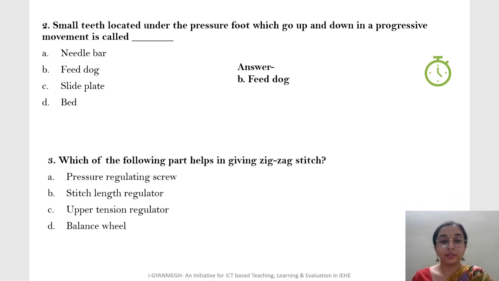The third question is, which of the following parts helps in giving zigzag stitches? The first one is pressure regulating screw, stitch length regulator, upper tension regulator, or balance wheel. Your time starts now. And 5 seconds over. So what will be the correct answer? It is the stitch length regulator.